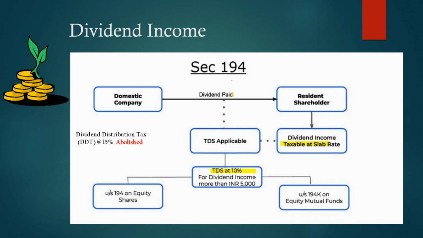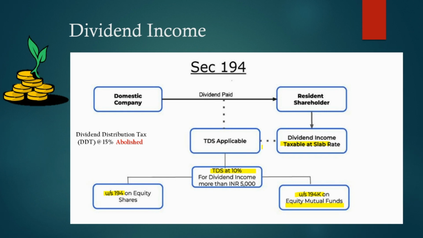Okay, and in case your dividend is coming from equity mutual fund, we call it section 194K, and in case it is coming from equity shares, it is 194. So that's the basic fundamentals about what is dividend and why dividend is taxable.